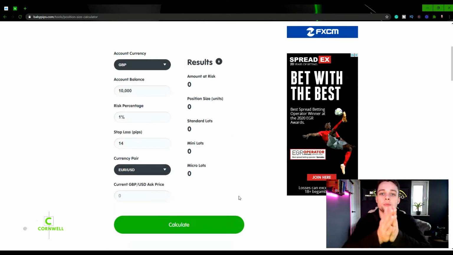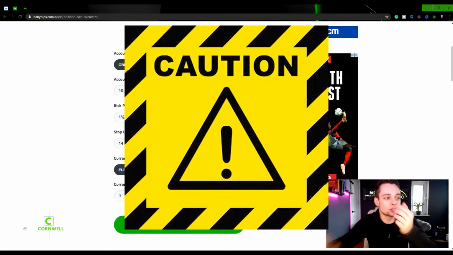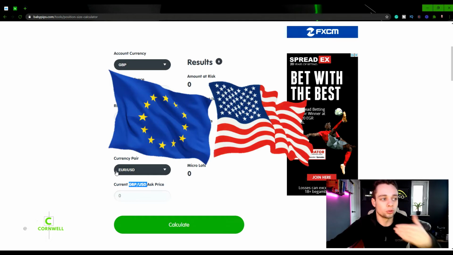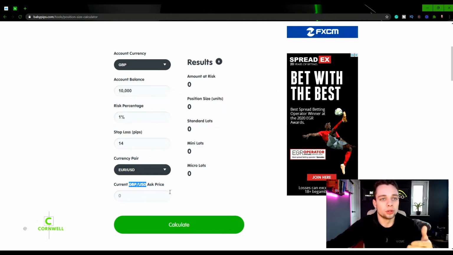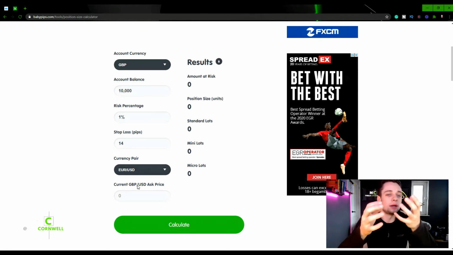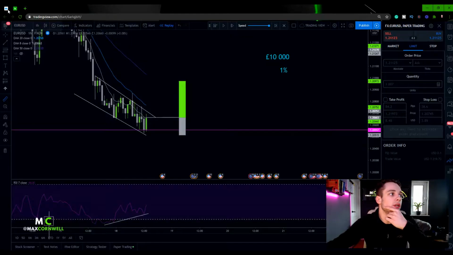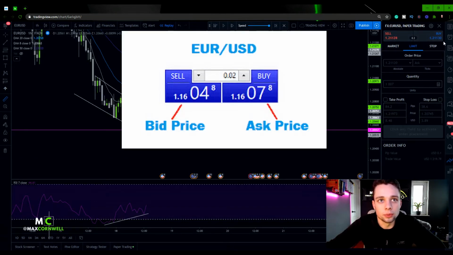Now this last metric is where you've got to be careful, because it says current pound dollar ask price. Just note, it says pound dollar. We're trading the euro dollar, but it wants to know the pound dollar. Generally this is going to be a cross between your account currency and either the main or cross currency that you're trading. Then it's going to ask you for either the bid or the ask. If you're using TradingView for analysis, the sell is your bid and the buy is your ask.